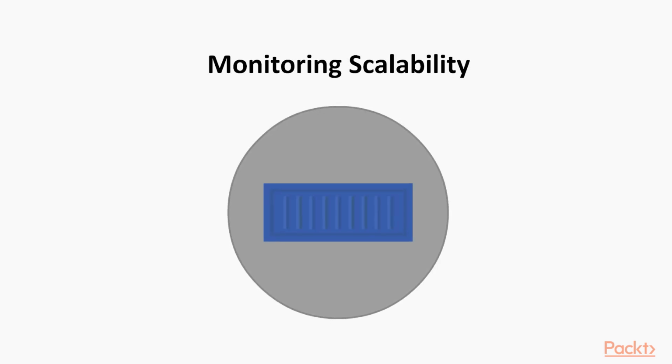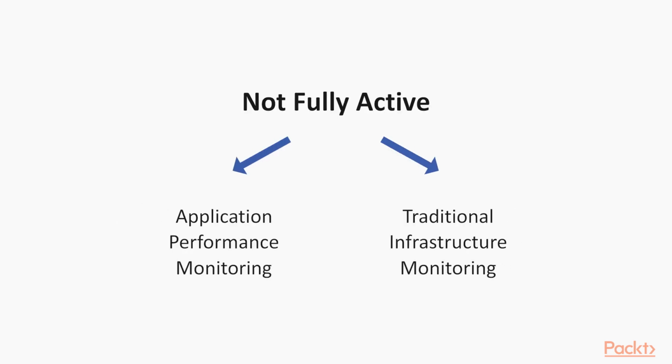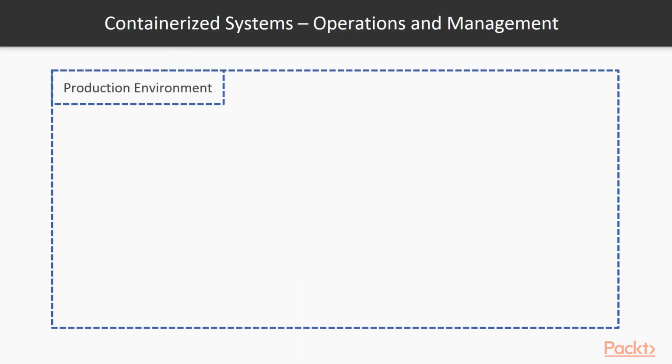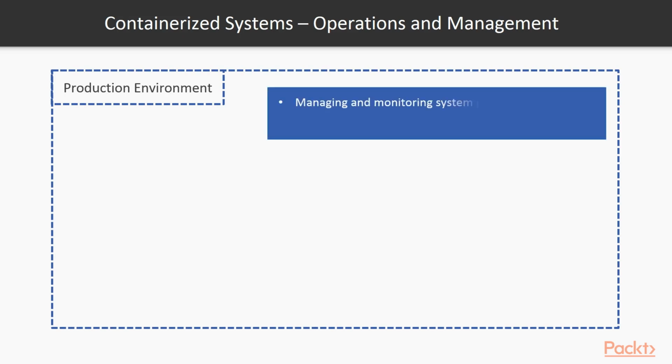Monitoring scalability is where containers exist in this twilight zone, somewhere between applications and hosts, where neither application performance monitoring nor traditional infrastructure monitoring are fully effective. And this creates a blind spot in our monitoring, which is a big problem for containers and the companies that adopt them. In any production environment, it is critical that we manage and monitor the system lifecycle processes.